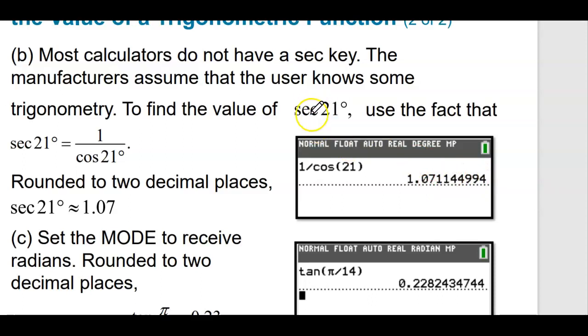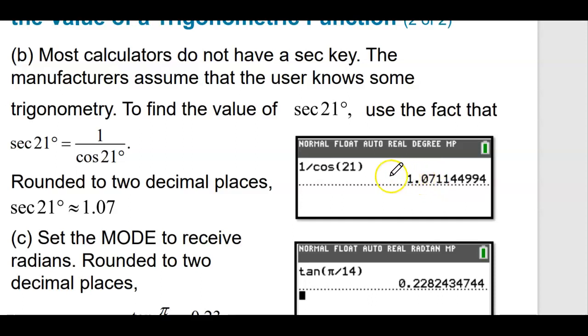Okay, so to find secant, cosecant, and cotangent, you're going to do 1 divided by. Now, this is only going to be used in the case where we are not using a special angle, or the problem wants the answer in decimals.